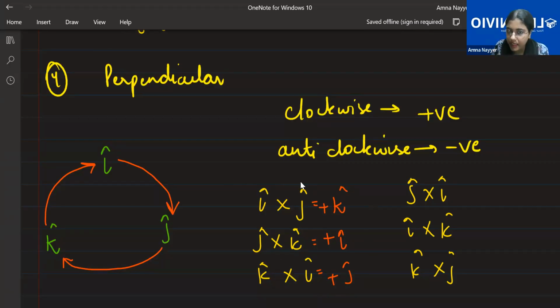So instead of remembering this, do this. You don't have to remember. I still don't remember it like this. I always do this till now. Like this is very helpful. Just draw i cap, j cap, k cap.